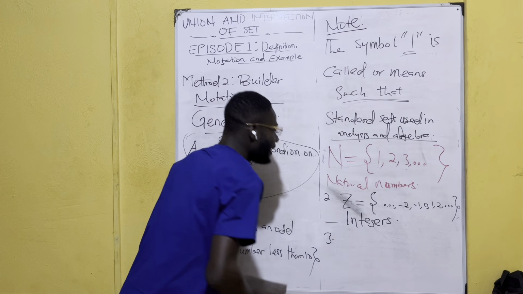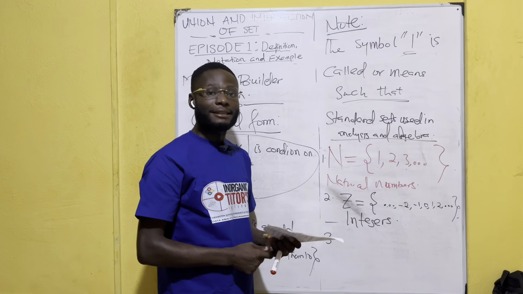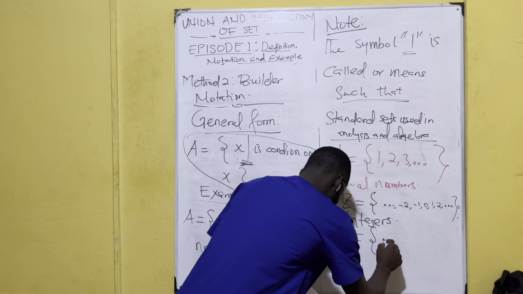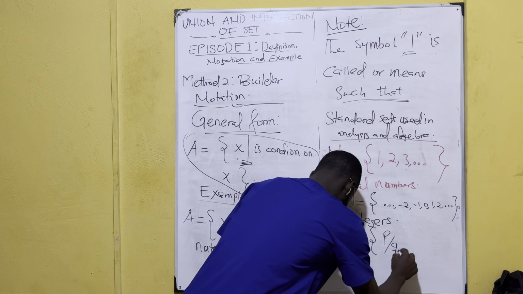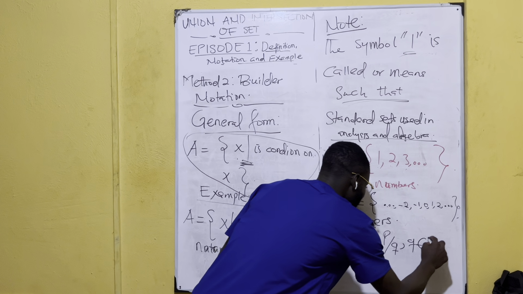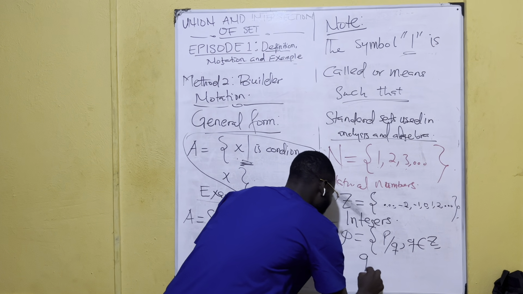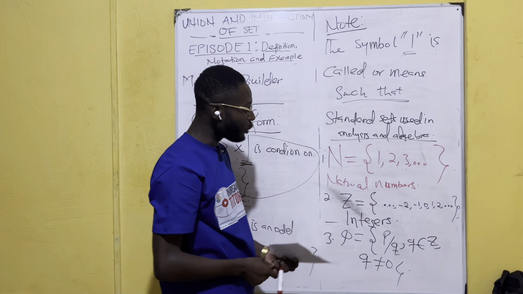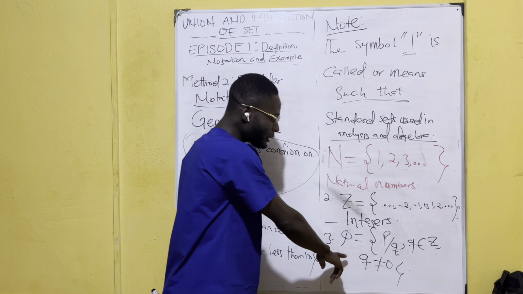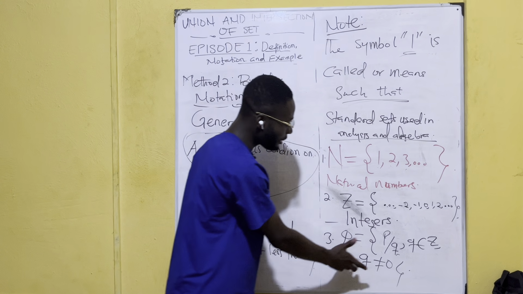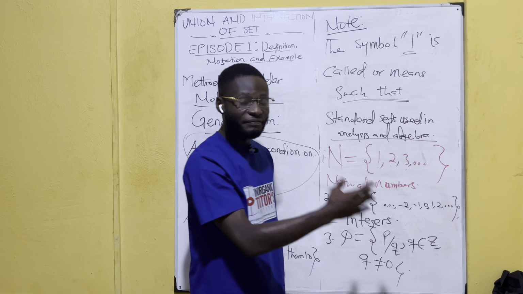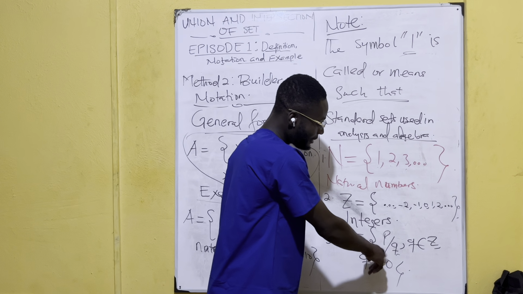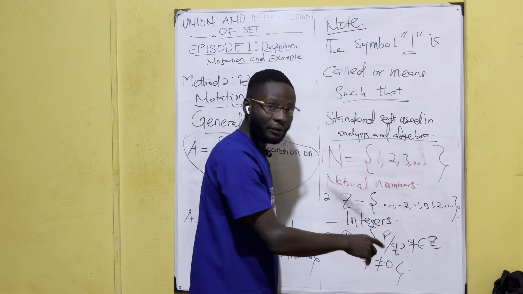Then the third one on the list is Q. We have Q, and that is equal to p over q, where q belongs to Z and q is not equal to 0. So this is called rational numbers. Rational numbers are described as p over q. P over q is rational numbers.